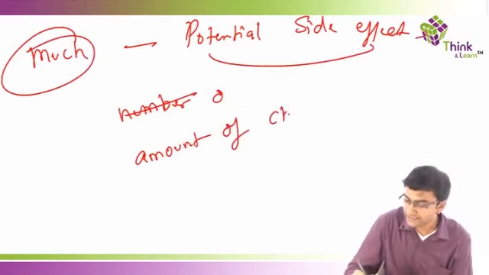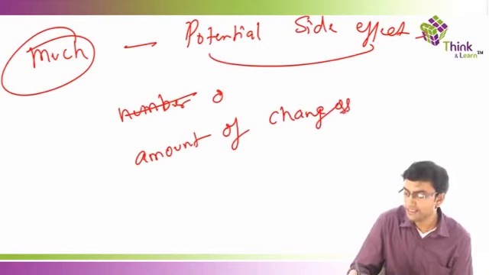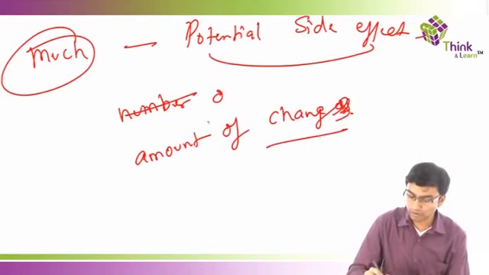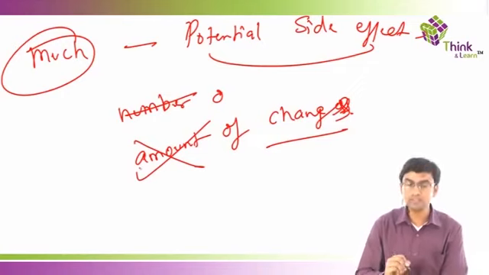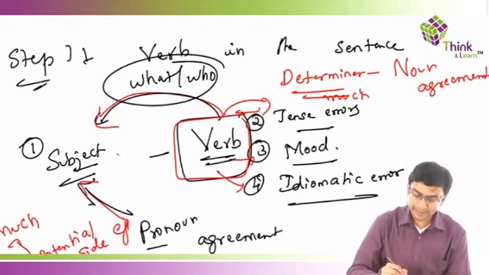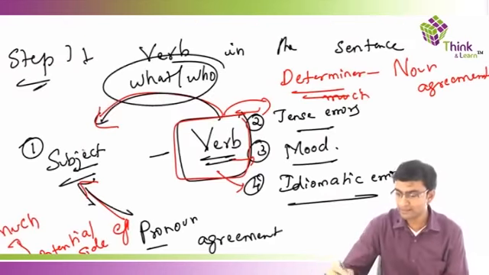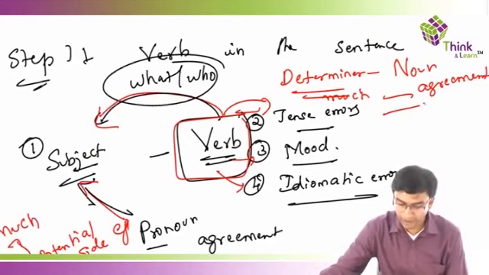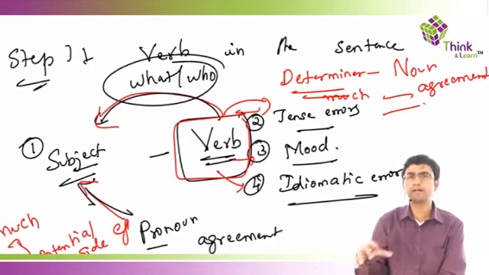So amount of changes, that's a question which we discussed, right? If you look at this, changes is basically countable, so you can't use amount with countable nouns. These are what we call determiner noun agreement errors. They can come along with subject or object, but there will be this determiner noun agreement error also. So this will help you to find out predominantly the errors.